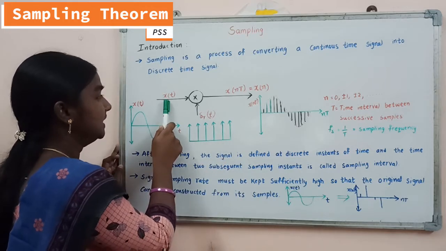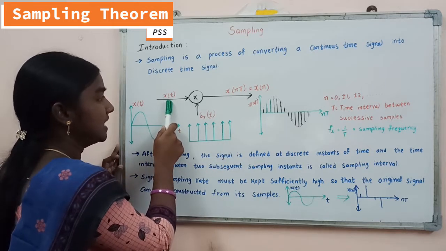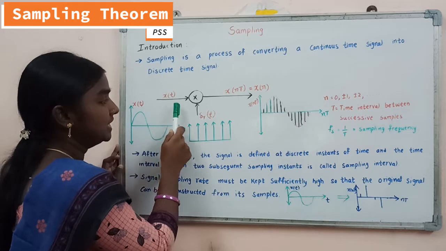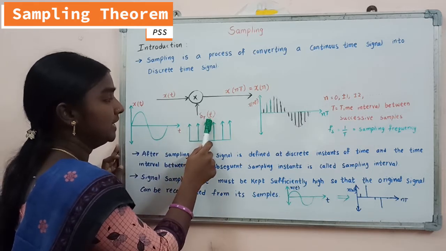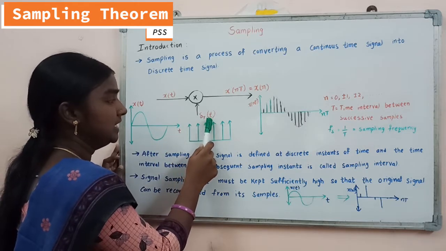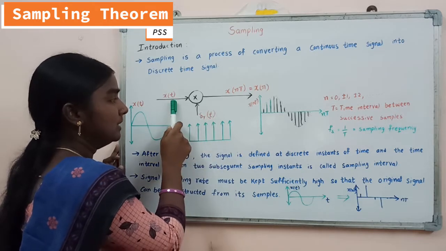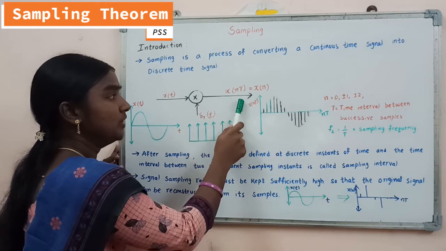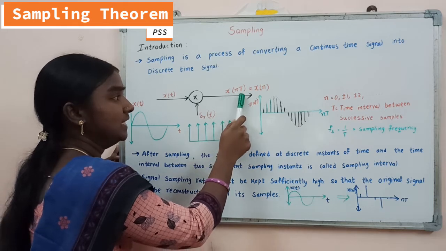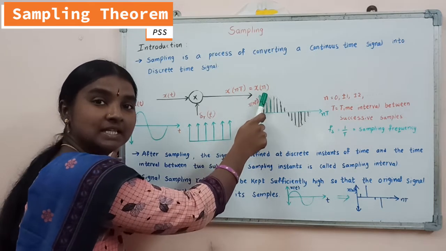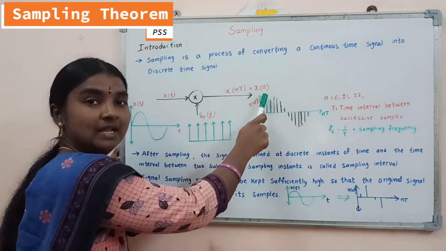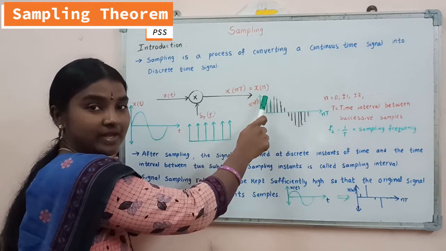Here we are considering a continuous time signal x of t, and this x of t is multiplied with the periodic impulse train, which is denoted by delta T of t. When we multiply both these signals, we get x of nT equal to x of n, that is nothing but the discrete time signal. We denote it with x of n.